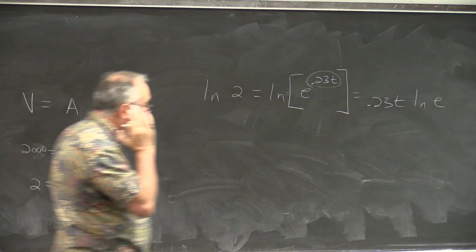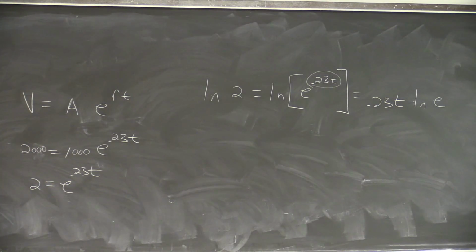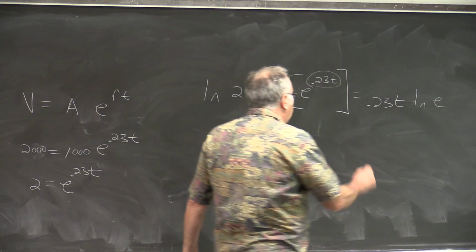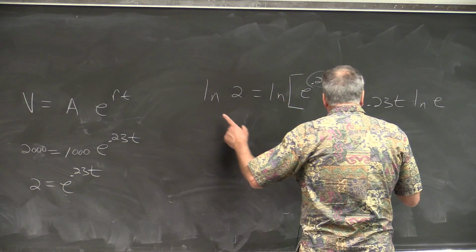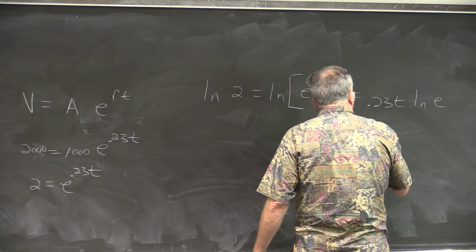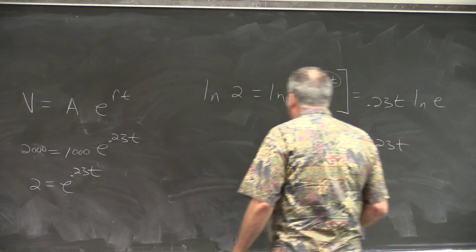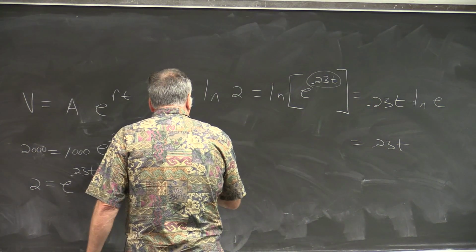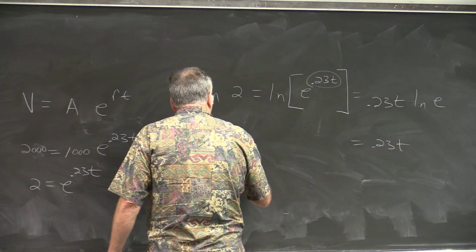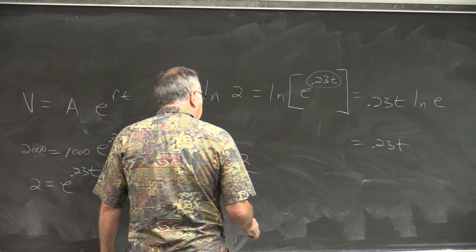And what is the natural log of e? The natural log of e is just what power you raise e to get e, and that's 1, since e to the 1 is e. So you get the natural log of 2 equals 0.23t. Divide both sides by 0.23, and you get t equals the natural log of 2 divided by 0.23.